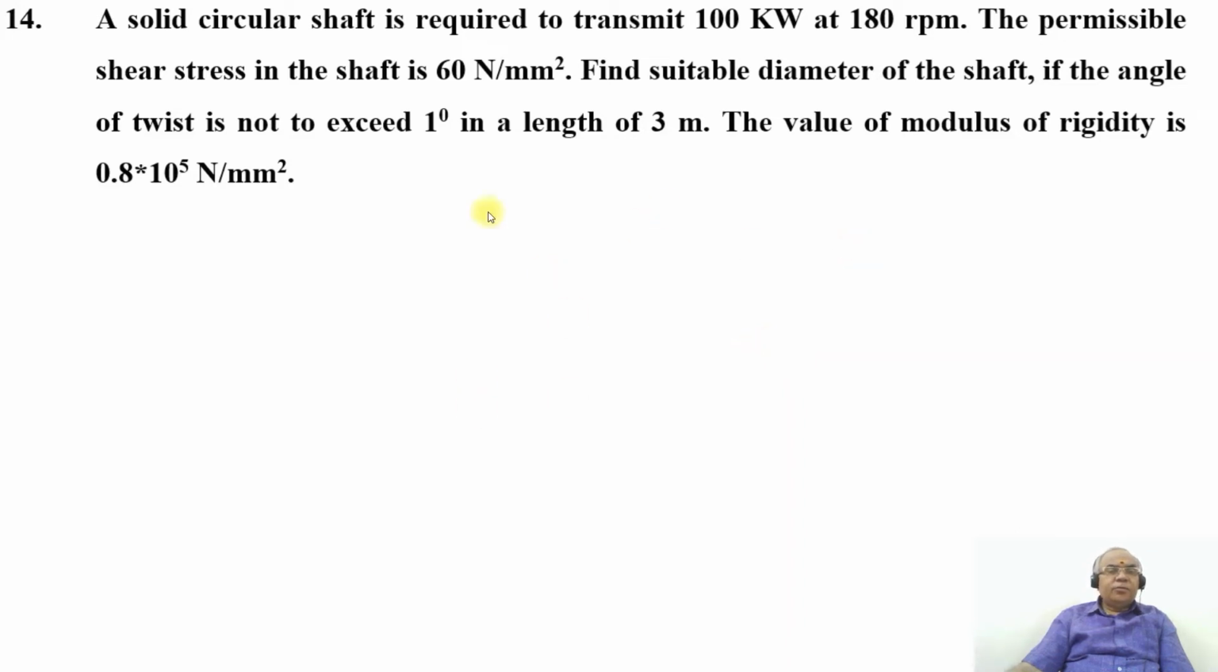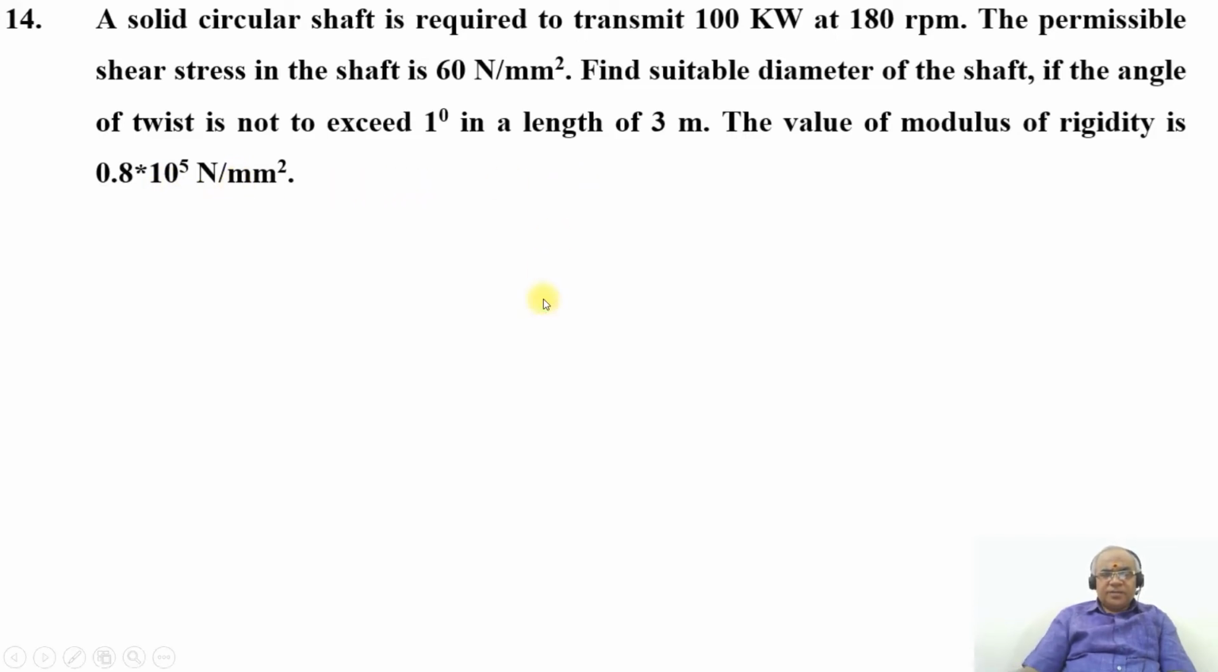In this video, we're going to take up one more problem on shafts. Problem number 14 reads: a solid circular shaft is required to transmit 100 kilowatt at 180 RPM. The permissible shear stress in the shaft is 60 Newton per mm square. Find a suitable diameter of the shaft if the angle of twist is not to exceed 1 degree in a length of 3 meters. The value of modulus of rigidity is 0.8 into 10 to the power of 5 Newton per mm square.